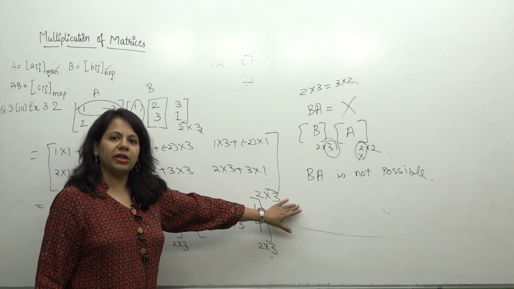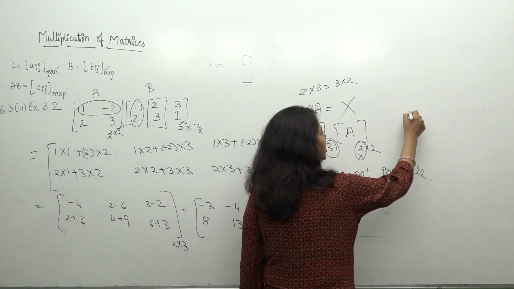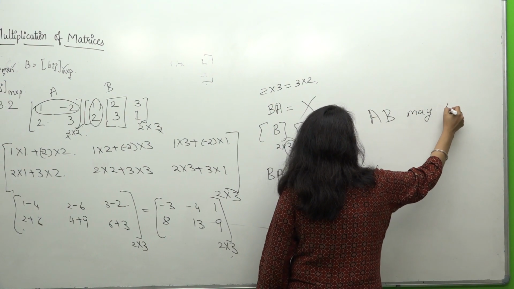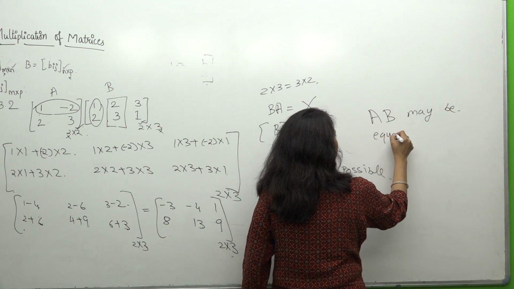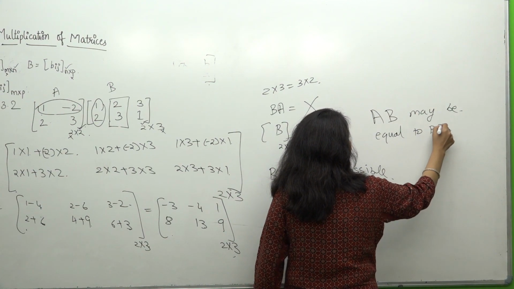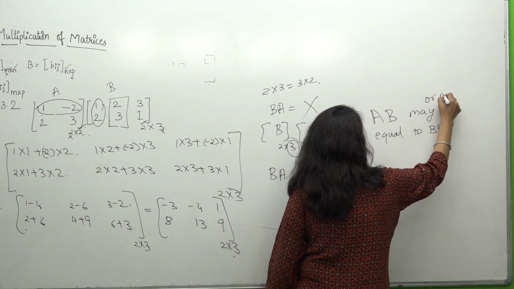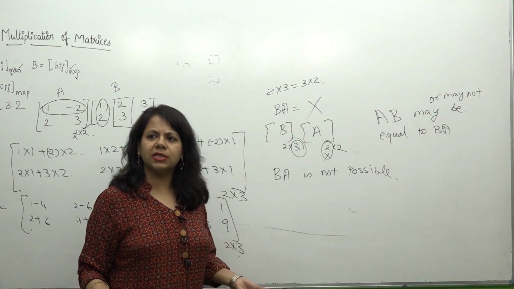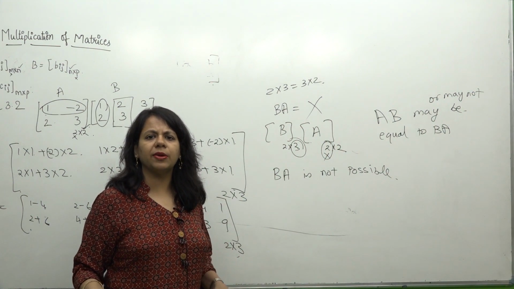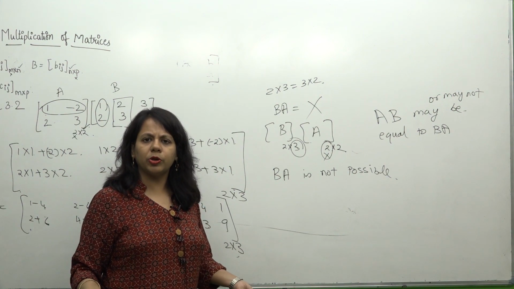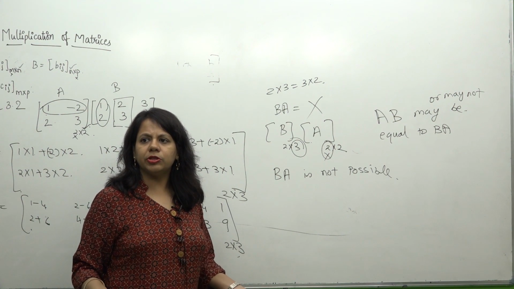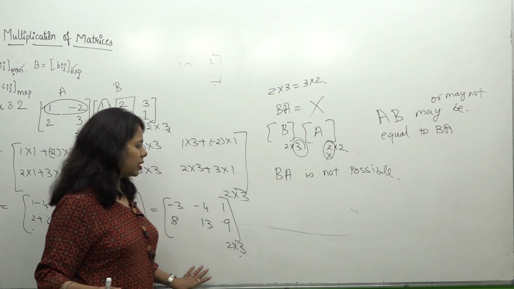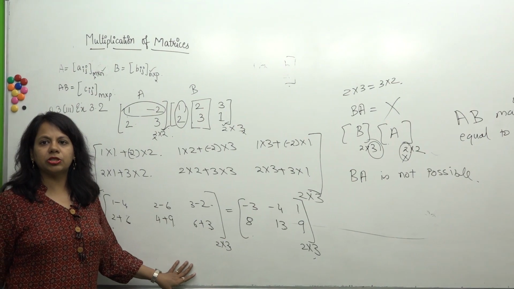So this is something very important. Matrix multiplication is not commutative. AB may or may not be equal to BA. Maybe sometimes yes, AB and BA come out to be the same, but sometimes they are not possible and sometimes they are different. So matrix multiplication is not commutative. So that is how we perform multiplication over here.